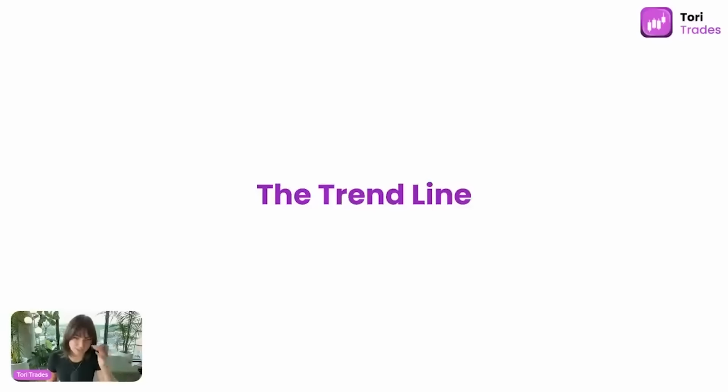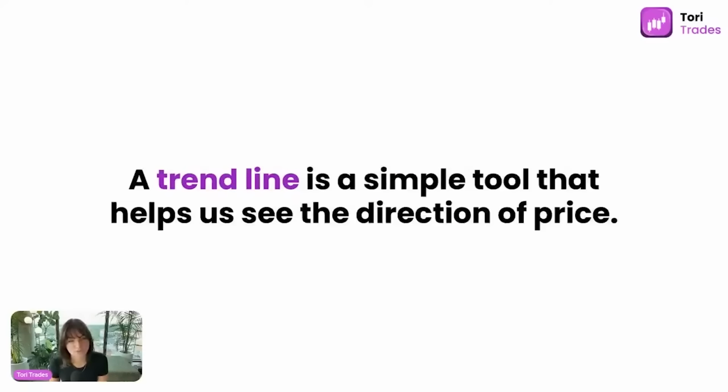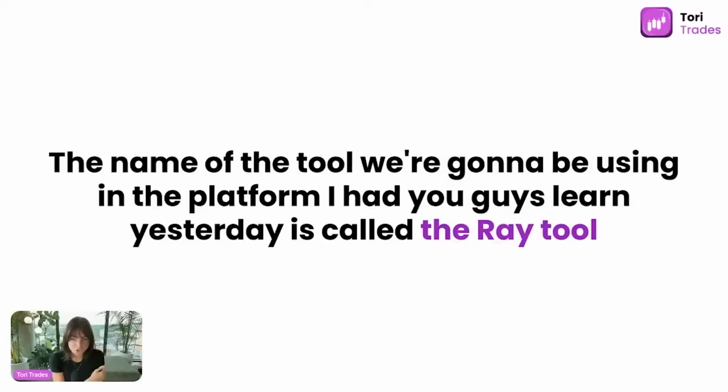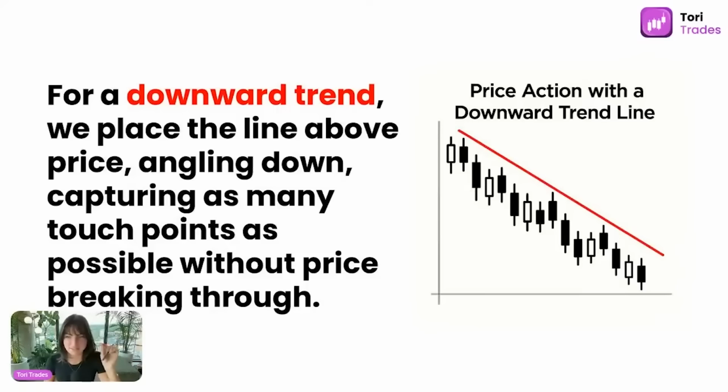It is the trend line. A trend line is a simple tool that helps us see the direction of a price visually. The tool that we're actually going to be using is technically called the Ray tool, but we're going to call it a trend line. I don't know why they don't just call it a trend line, but the actual tool in TradingView is called the Ray tool.